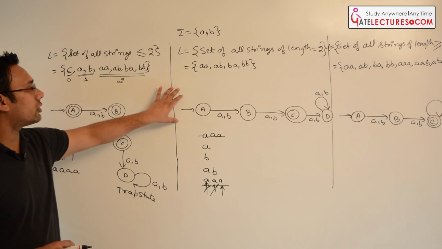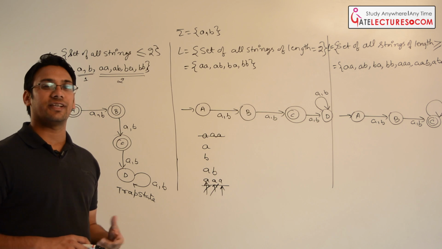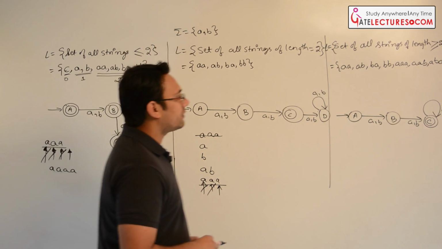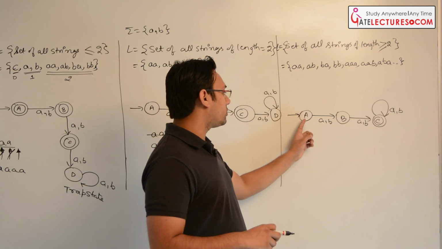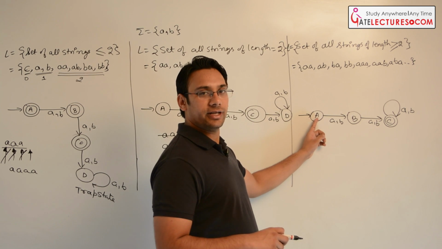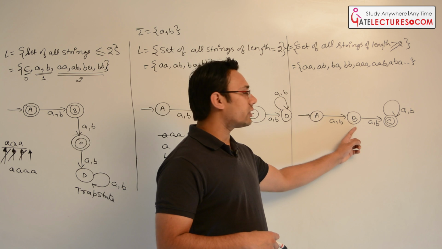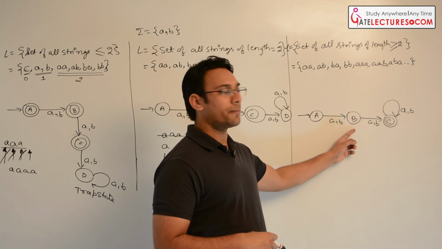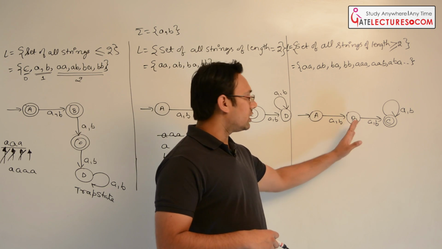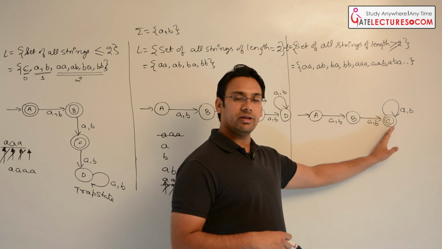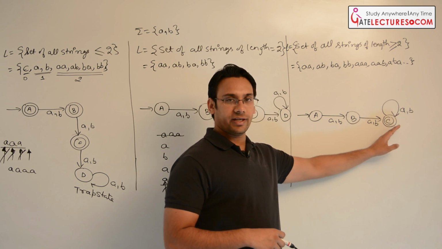So this finite automata will accept strings of length exactly 2. Again, same with this diagram, if we have a string of length 0, then we will be at state A, which will not be accepted. We have a string of length 1, that will be at state B, again the string will not be accepted. Now if we have a string of length 2, then we will be at state C and the string will be accepted.